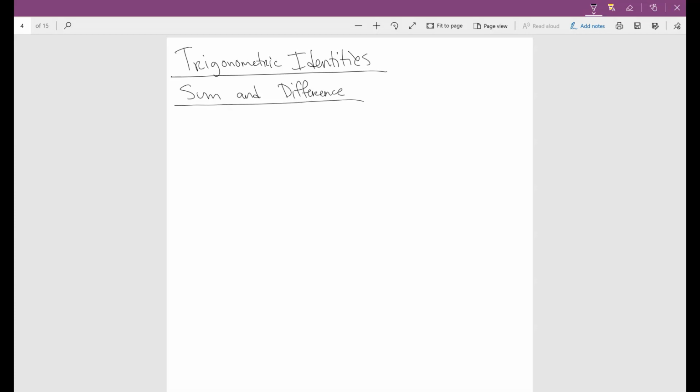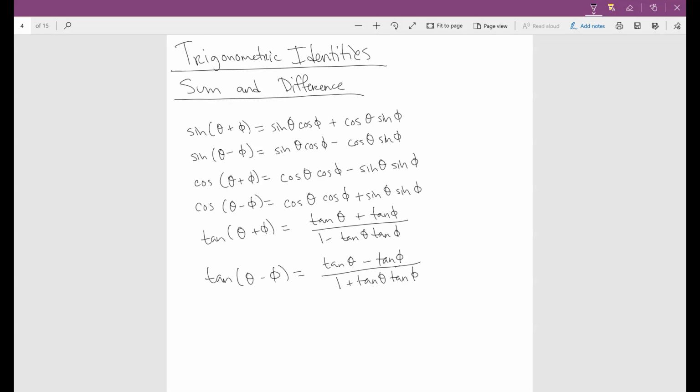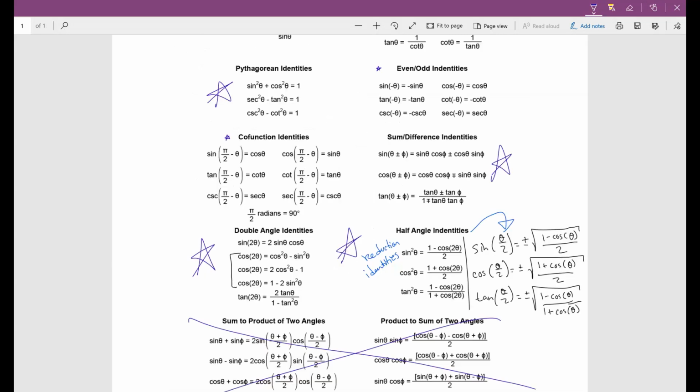Okay, and let me go ahead and just write the formulas down. I wrote them down so that you don't have to watch me painfully write them out. So basically all I just did was rewrite what's in here. Notice that there's plus or minus. Basically the plus goes with the plus and the minus with the minus, but then they swap with the cosines. Okay, same thing with the tangents, at least the denominator does.